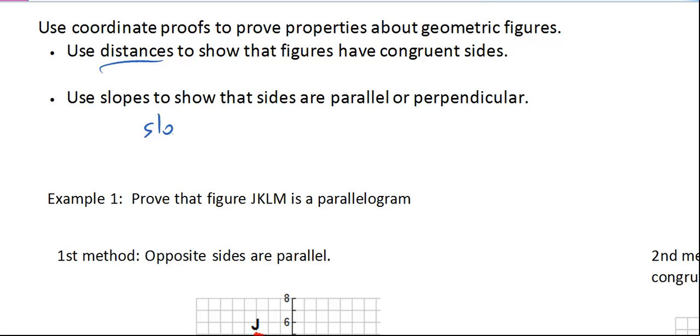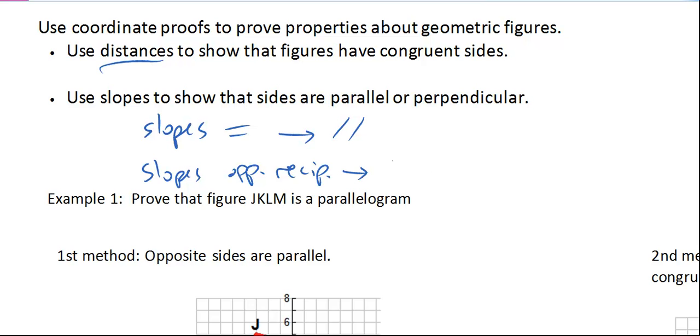Of course, if the slopes of two line segments are equal, then we know that the lines are parallel. And if the slopes are opposite reciprocal, then we know that the two lines are perpendicular. And so those are the two basic, most common things we're going to deal with. Sometimes we'll also use midpoint to prove things as well. But let's just go ahead and look at a specific example and see how this works out.